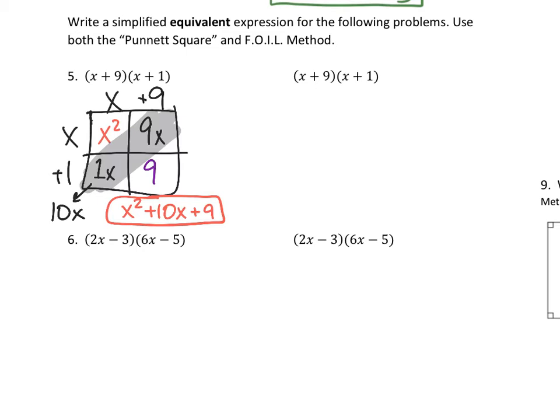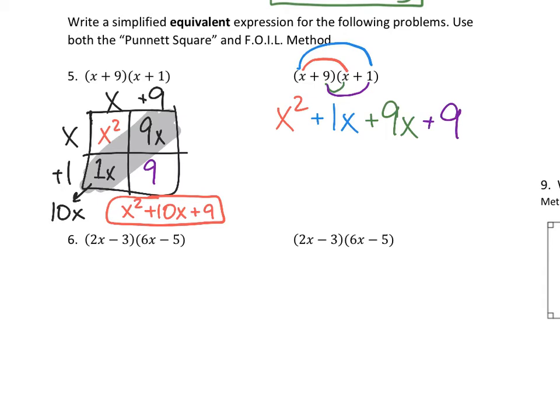Let's try it using FOIL. Double distribution. What does the F stand for? First. So we're going to multiply the first. What's x times x? X to the power 2. Then we're going to multiply the outers. What's x times 1? 1x. I'll write the 1 this time. What does the I stand for? Inner, which is 9x. And then the L stands for? Last. 9 times 1 is?